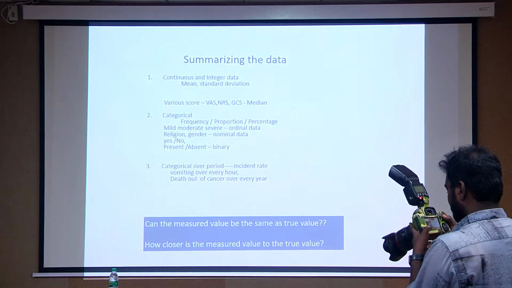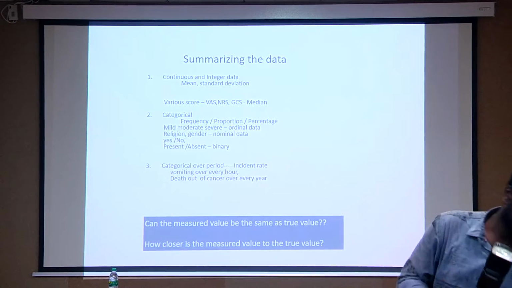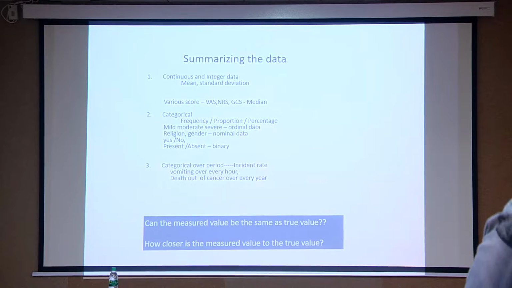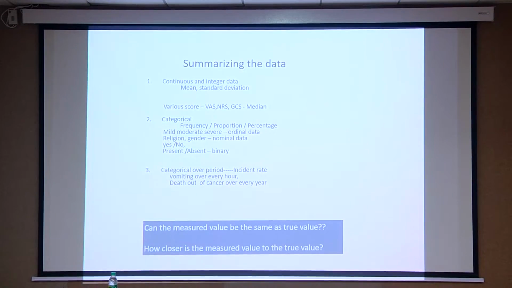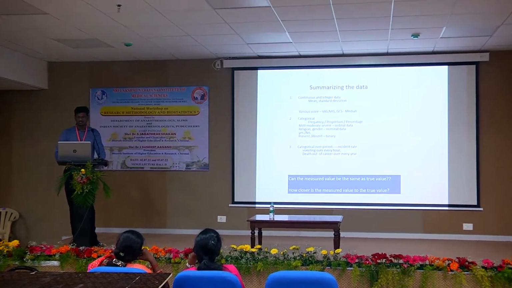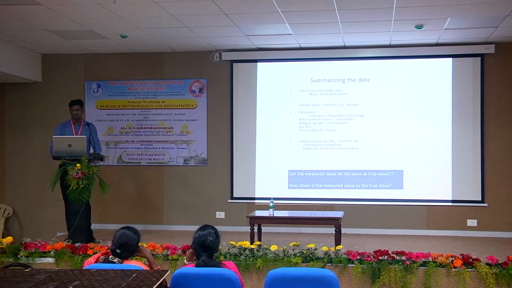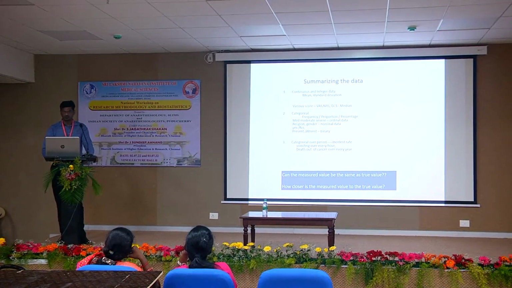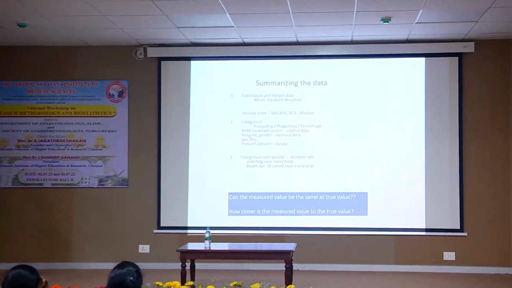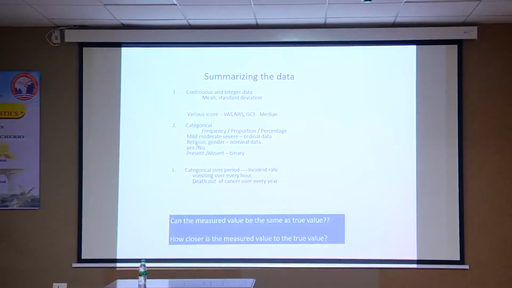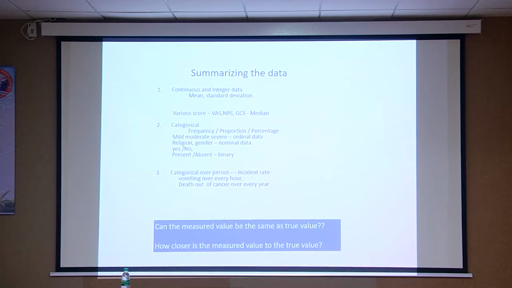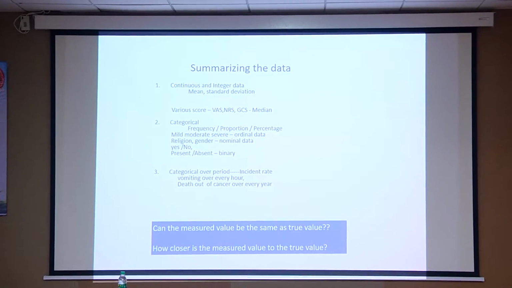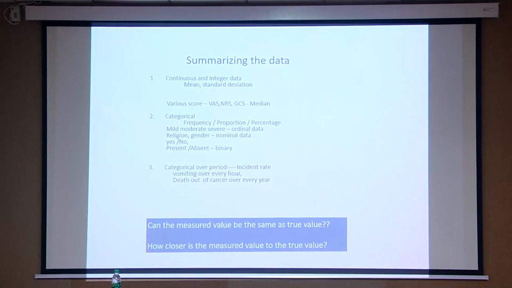The continuous and integer data, most of the time, it's not always, follow the normal distribution curve and are summarized as mean. Data which do not follow the normal distribution curve are summarized as median. Example, the VAS score, GCS score, most of the scores do not follow the normal distribution, so they are summarized as median. Whereas the categorical data are summarized as frequency, proportion, percentage.